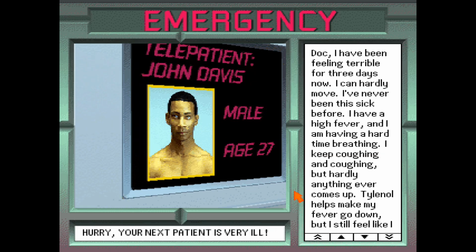Doc, I've been feeling terrible for 3 days now. I can hardly move. Never been this sick before. I have a high fever. I'm having a hard time breathing. Keep coughing and coughing. Hardly anything ever comes up. Tylenol helps make my fever go down, but I still feel like I'm gonna drop dead. Please help me. I just don't know what to do.